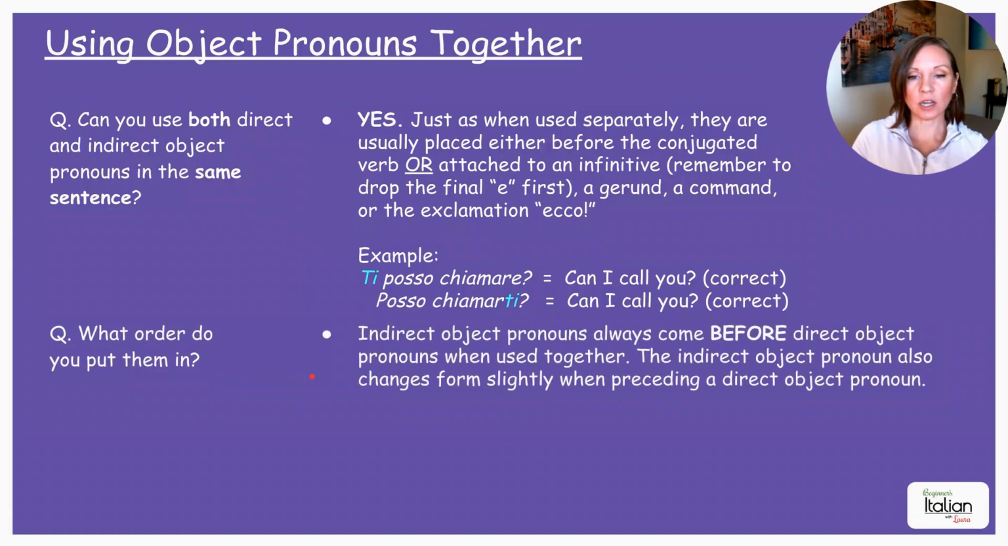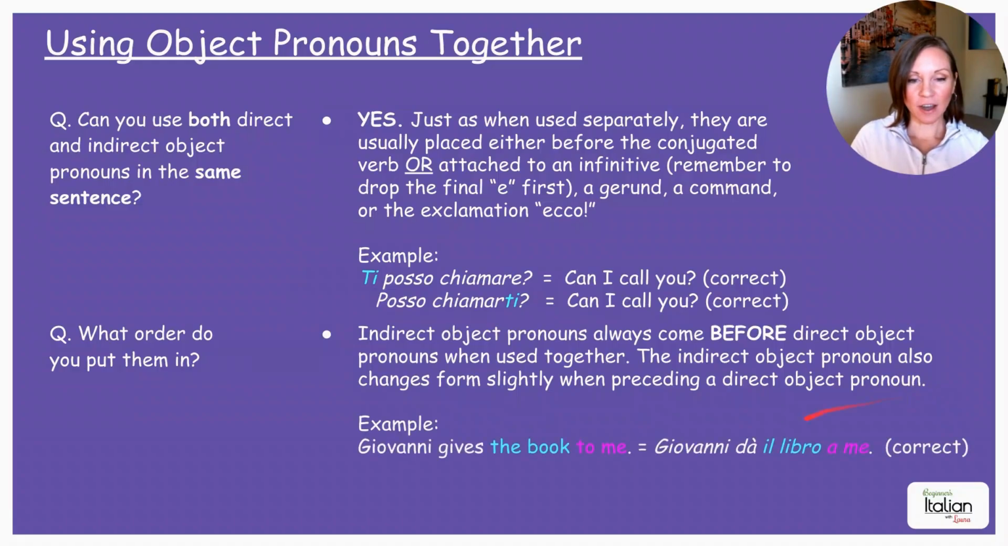So indirect object pronouns always come before direct object pronouns when used together. The indirect object pronoun also changes form slightly when preceding a direct object pronoun. For example, Giovanni gives the book to me. So we have Giovanni dà il libro a me. This is correct. You could say it just like this. Giovanni dà il libro a me. Okay.